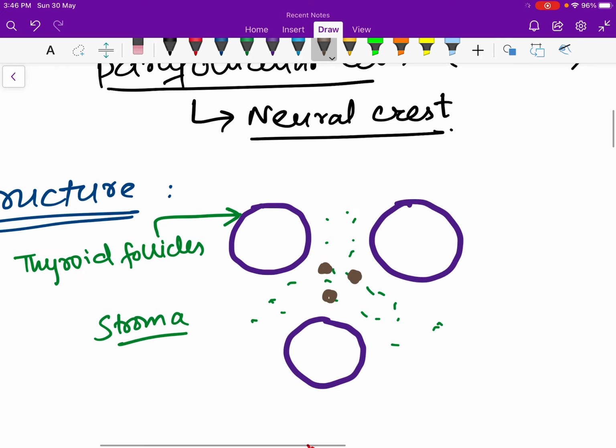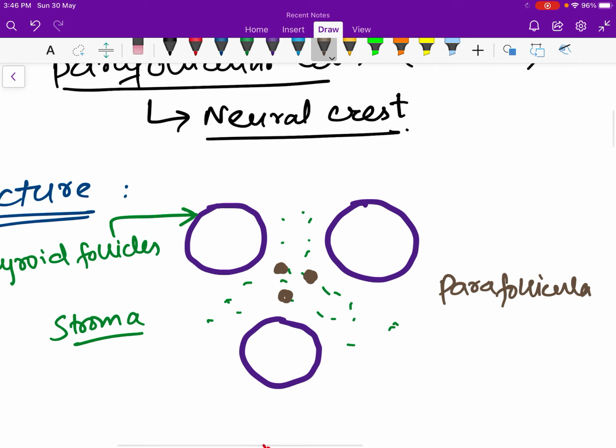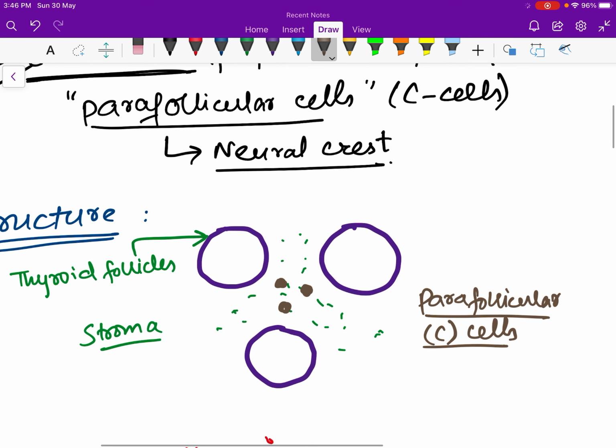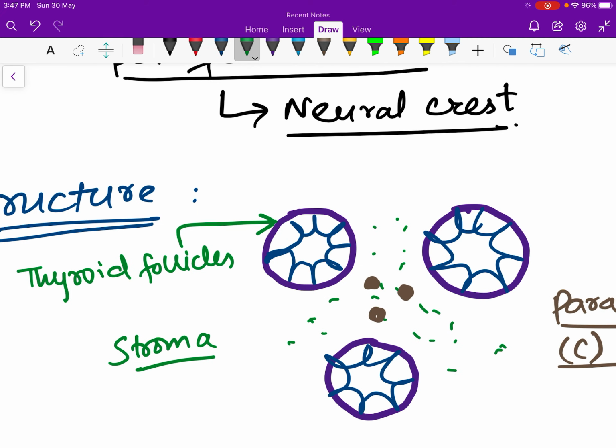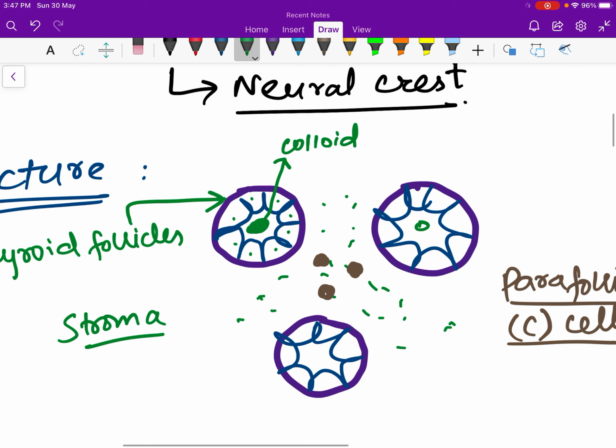There are certain cells present between these follicles. These are called parafollicular or C cells. Now these thyroid follicles contain follicular epithelial cells. And in the center there is the lumen of the thyroid follicle which contains a material called colloid. These are follicular epithelial cells, and this material in the center is called colloid.